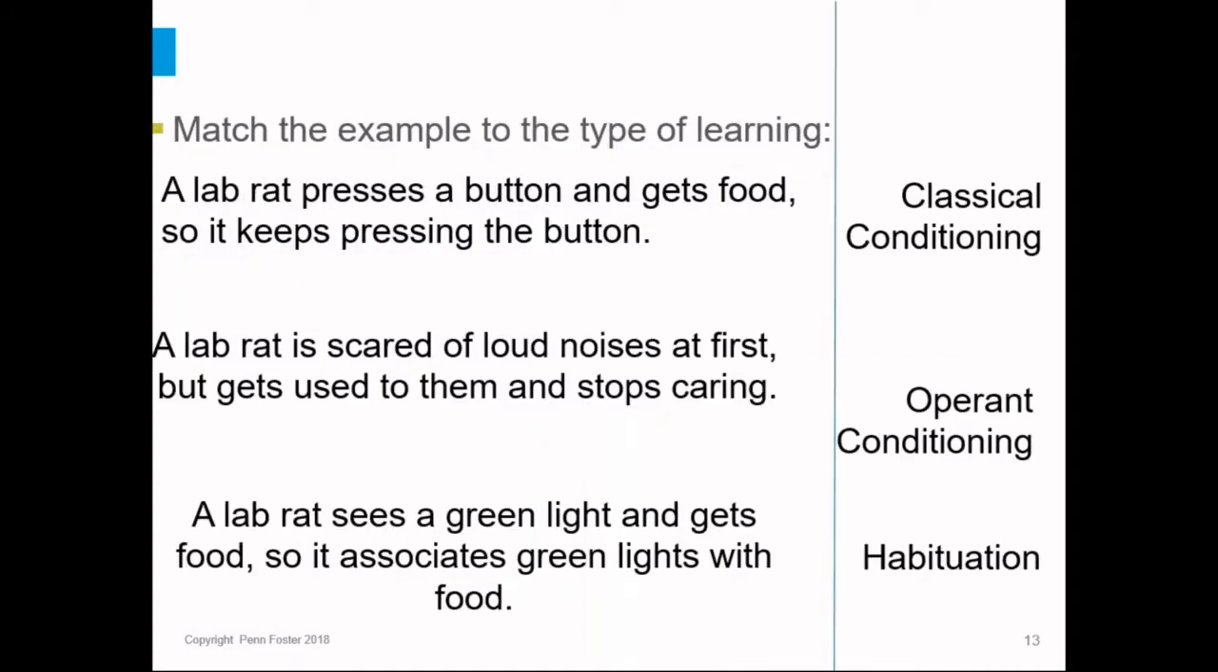And one more quick review, match the example to the type of learning. So our examples on the left, they're all involving a lab rat. The rat presses a button and gets food. So it keeps pressing the button in order to get more food. So is that classical, operant, or habituation? Our second one, a lab rat is scared of loud noises at first, but it gets used to them and stops caring. And our third one, a lab rat sees a green light and then gets food. So it associates the green light with food. And anytime it sees a green light, it expects to get food later.